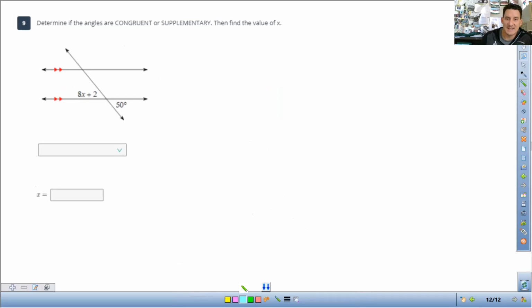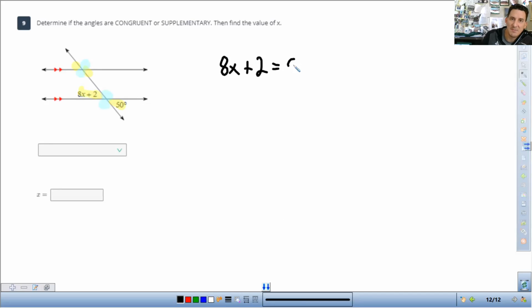All right. Last example here, make the checkerboard pattern. I'll finish it off with the blue. Oh, I wanted that to be blue. So the x plus 2 and 50 are the same color, so that means they are equal. So we set them equal to each other.